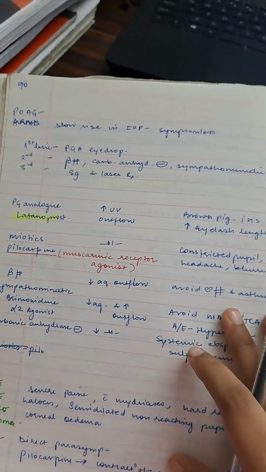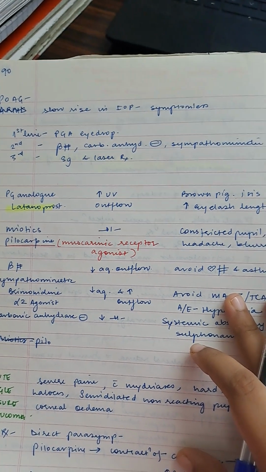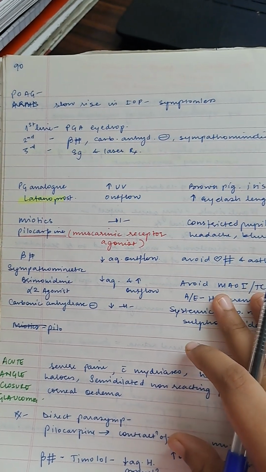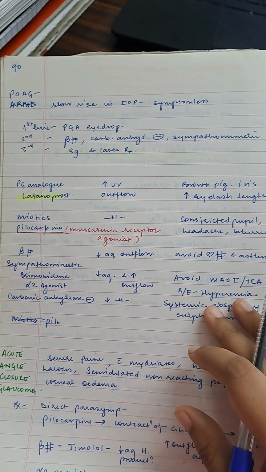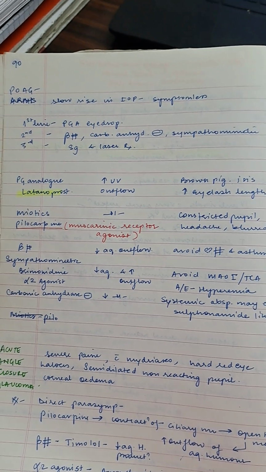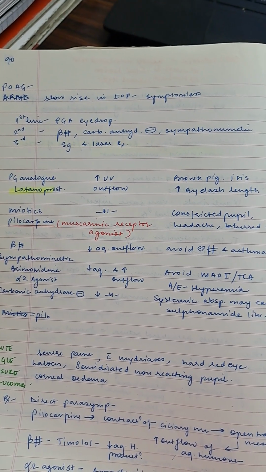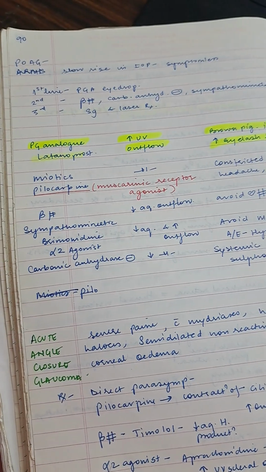Primary open angle glaucoma: there is a slow rise in intraocular pressure and it is symptomless. First line treatment is PGA, prostaglandin eye drops. Second line, you can give beta blockers, carbonic anhydrase inhibitors, sympathomimetics. Third, surgery and laser treatment.